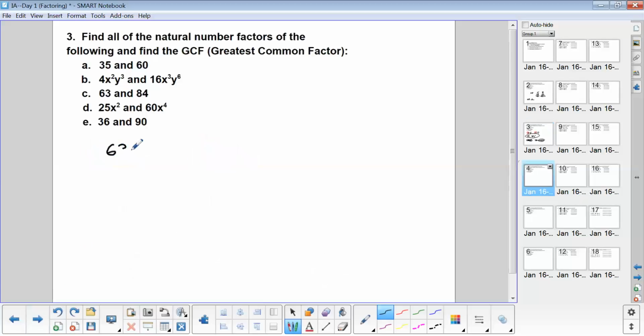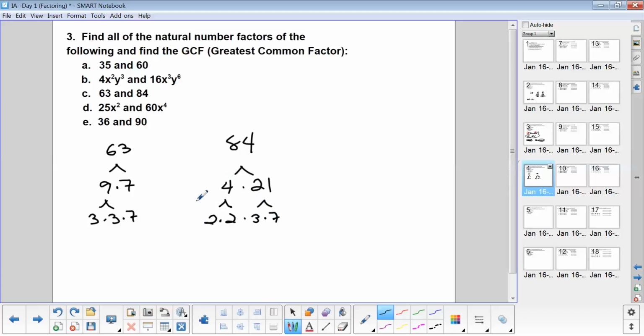Next one, we're looking at 63 and 84. With 63 and 84, maybe 9 times 7 comes to mind. And I see that 84 ends in 4, so maybe you divided it by 4, and you got 4 and 21. Well, notice they don't have anything in common. So you can keep simplifying, because 9 is composite. So 3 times 3 times 7, and 4 would be 2 times 2, and 21 would be 3 times 7. So you're thinking, well, what do they have in common?